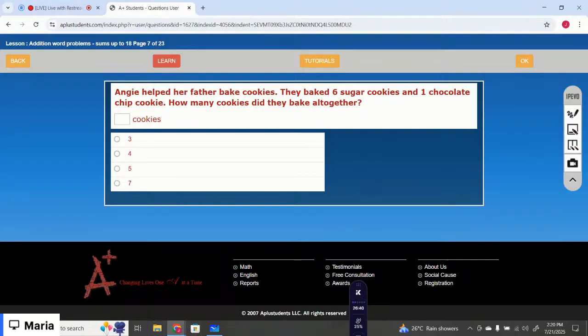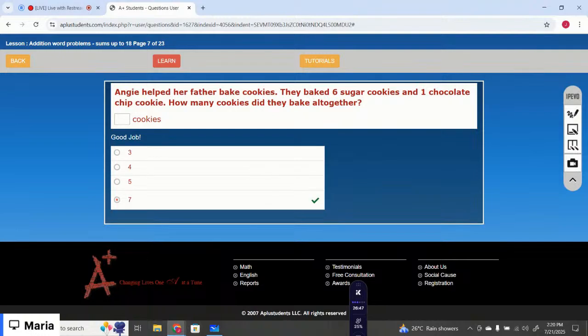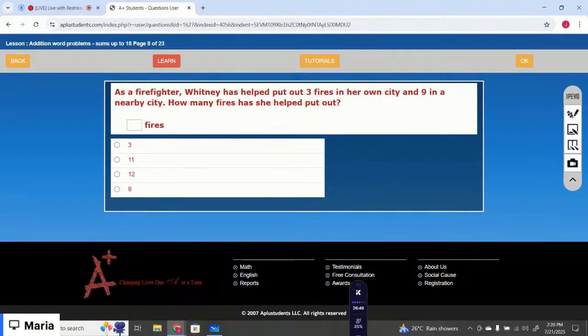7 it is. Very good. 6 plus 1 makes 7. Option number 4 is the correct option. Okay, you can complete the lesson by yourself later today. Let's just move on to the next lesson.